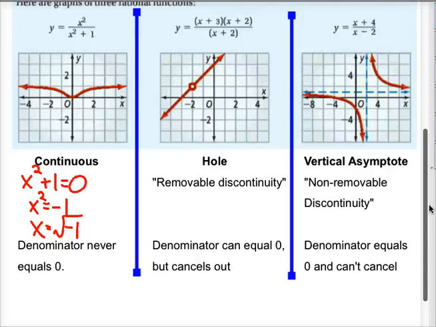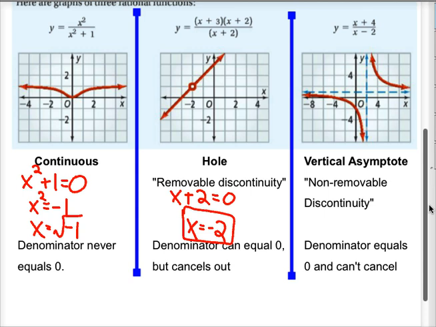Now, the second type, creating a hole. This is also known as a removable discontinuity. Now let's look at why. So again, I'm taking that denominator, and I'm setting it equal to 0. So I'm getting a discontinuity at x equals -2. All right, there's something going on there. Well, in this type of discontinuity, the denominator can equal 0. So here we're getting a discontinuity at x equals -2, but it cancels out.